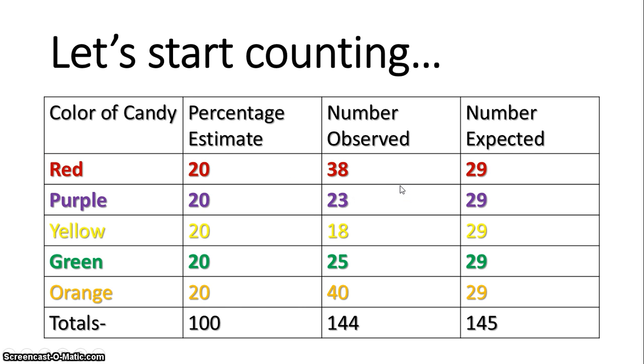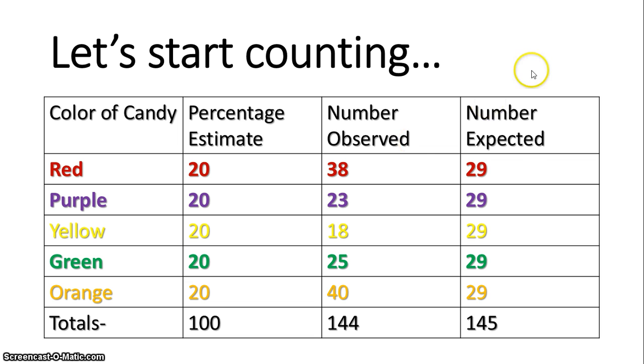When I counted them, I did not get that. What I got instead was 38 red, 23 purple, 18 yellow, 25 green, and 40 orange. And when I counted them all up together, I got 144 Skittles.